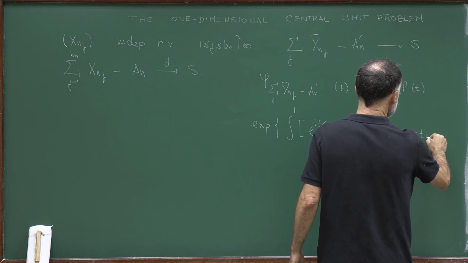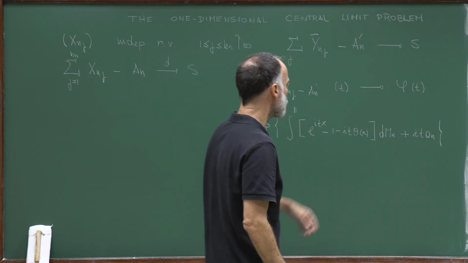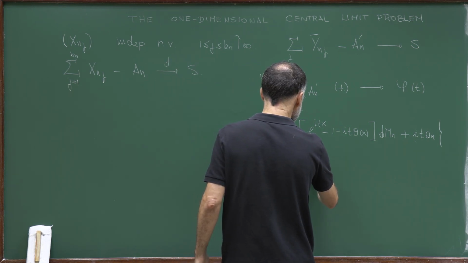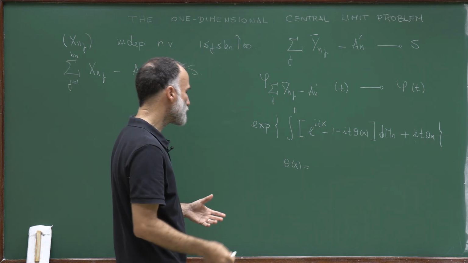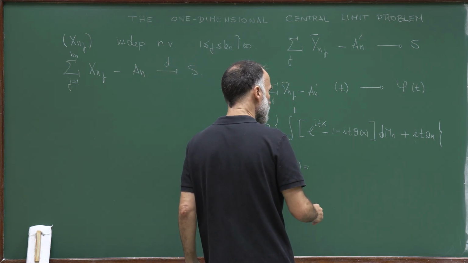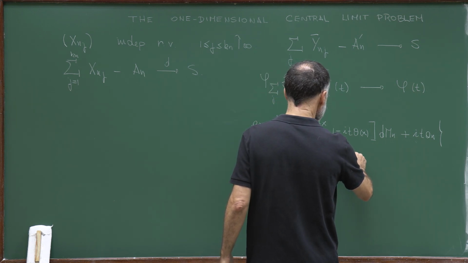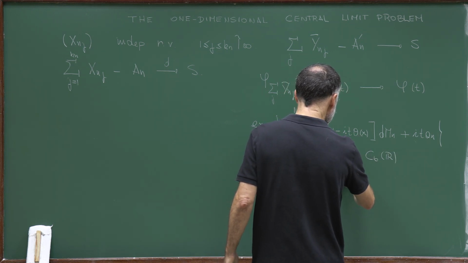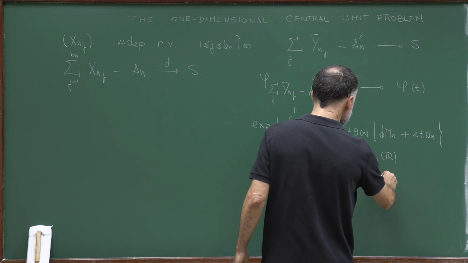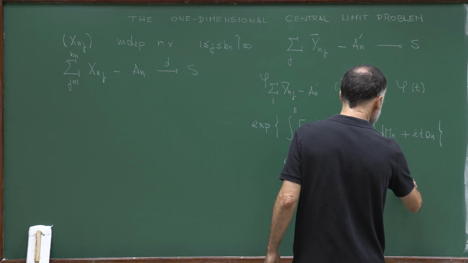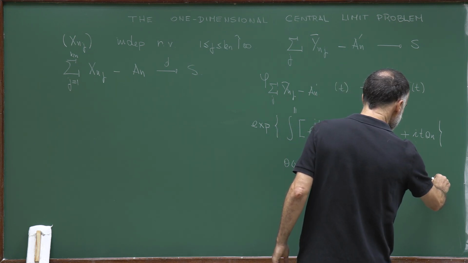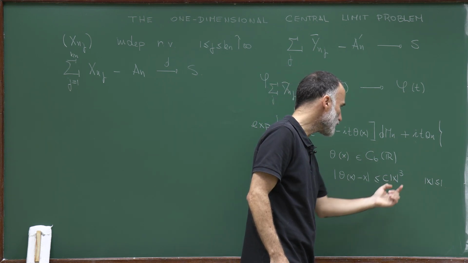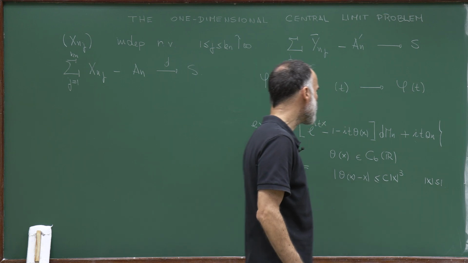plus it a_n, where a_n is related to a_n prime, and where theta(x) is a function which is essentially x close to the origin, and it's continuous and bounded. So theta(x) is a continuous bounded function on R, and we impose the bound that |theta(x) minus x| is bounded by a constant times |x| cubed for |x| less or equal than 1. So there exists a finite constant c such that this difference is bounded by c times |x| cubed if |x| is less or equal than 1.